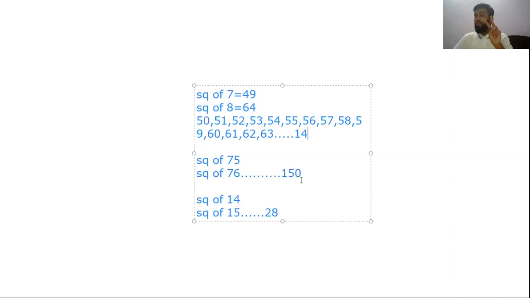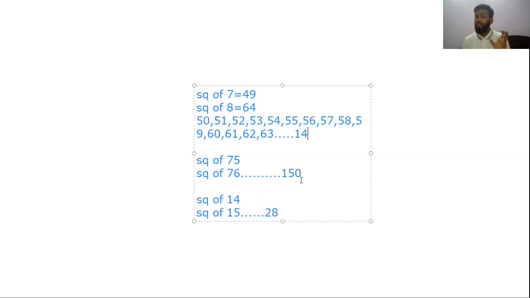If there are two perfect square numbers, like 49 and 64 are perfect squares, to say it more simply: all the numbers lying in between two perfect square numbers are not perfect squares.